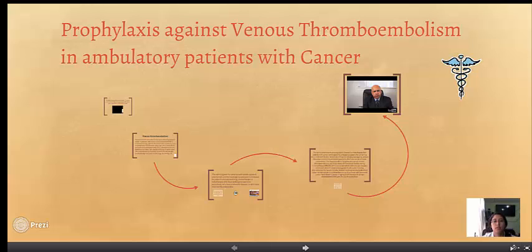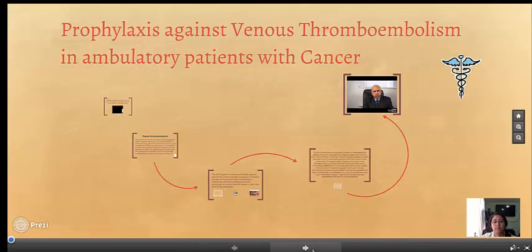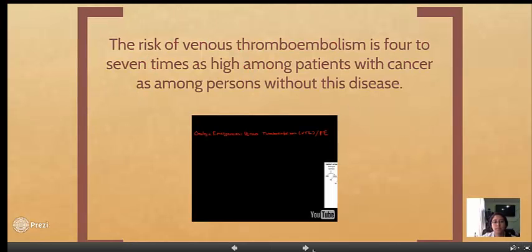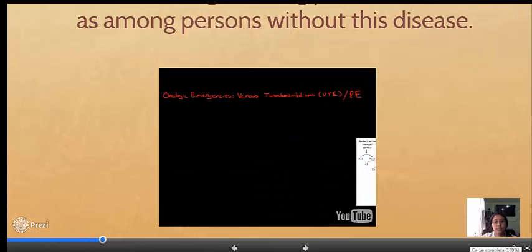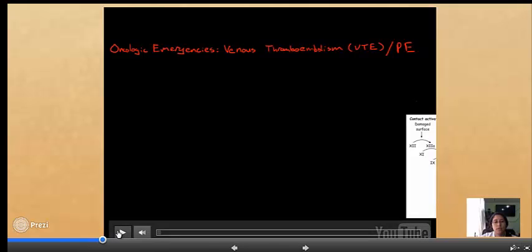Prophylaxis against venous thromboembolism in ambulatory patients with cancer. The risk of venous thromboembolism is 4 to 7 times as high among patients with cancer as among persons without this disease. Let's go to see a video about this.